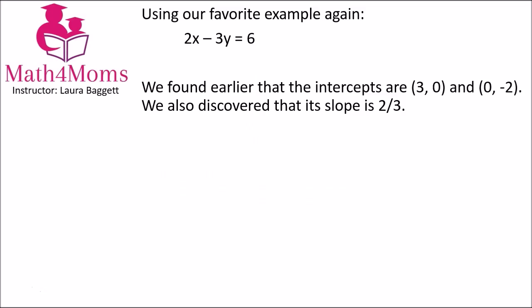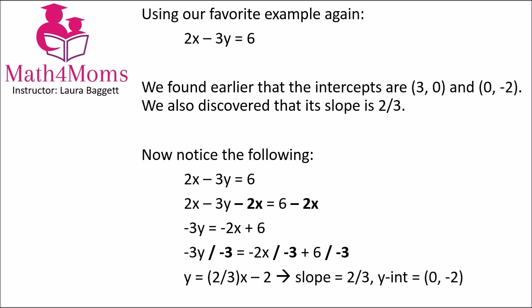So let's go back to our favorite example that we've used, this 2x minus 3y equals 6. In previous lectures, we have found that the intercepts are (3, 0) and (0, negative 2). And we also discovered that its slope is 2/3. Well, look what happens when we take that equation and we solve it for y.